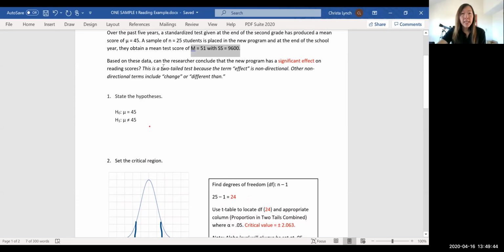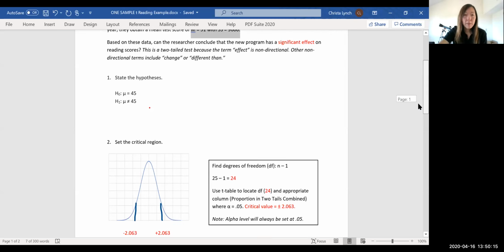Based on these data, can the researcher conclude that the new program has a significant effect on reading scores? I've included this little bit about a two-tailed test. This is a two-tailed test versus a one-tailed test because the term effect is non-directional. When I say I want to see the program affects reading scores, it doesn't indicate a direction. For that reason, I'm going to use a two-tailed test.